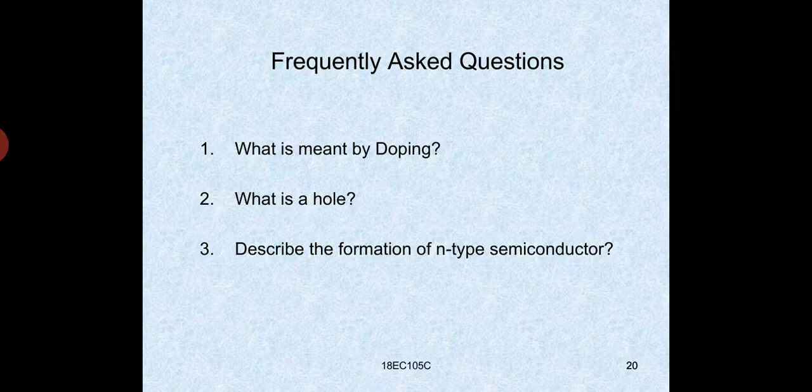Now, what is the third one? That is the formation of n type. How does it happen? It is by mixing a pentavalent impurity into the pure semiconductor.